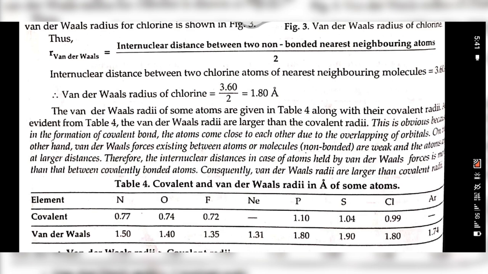in the table. As evident from this table, the van der Waals radii are larger than the covalent radii. This is obvious because in the formation of a covalent bond, the atoms come close to each other due to the overlapping of orbitals. On the other hand, van der Waals forces existing between atoms or molecules are weak and the atoms are at larger distances. Therefore, the internuclear distance in the case of atoms held by van der Waals forces is more than that between covalently bonded atoms. Consequently, van der Waals radii are larger than covalent radii.